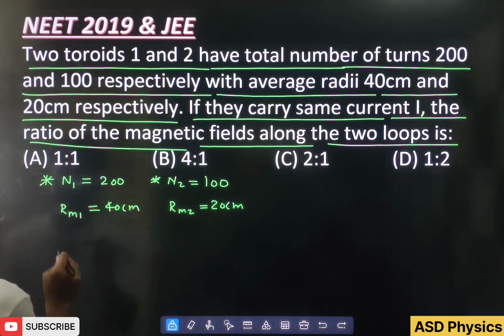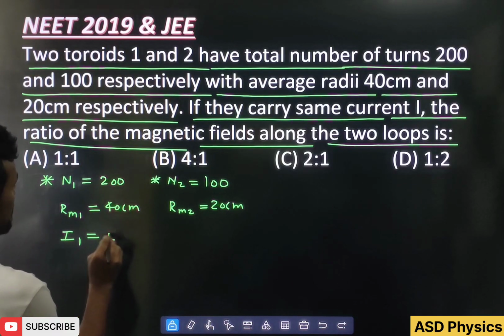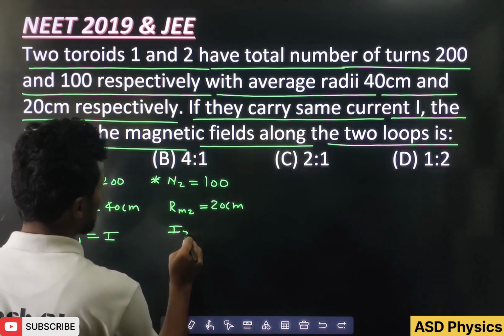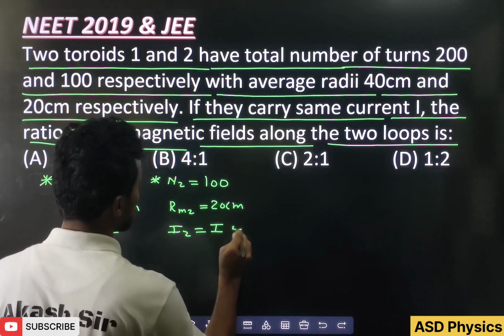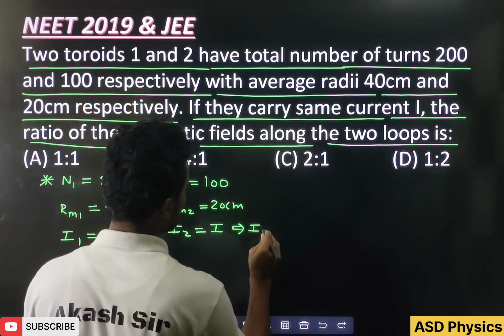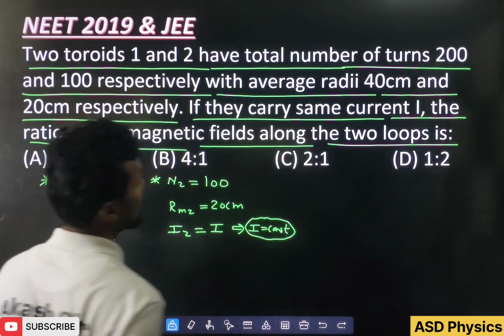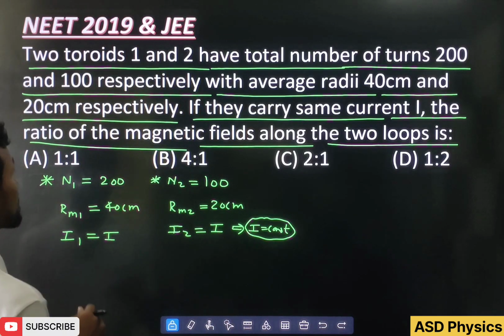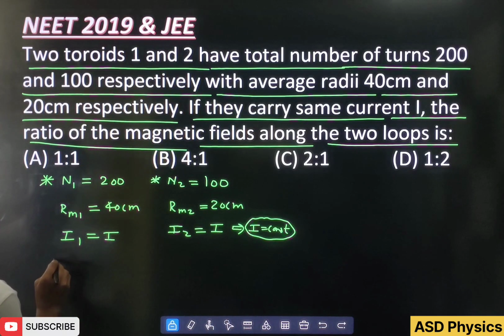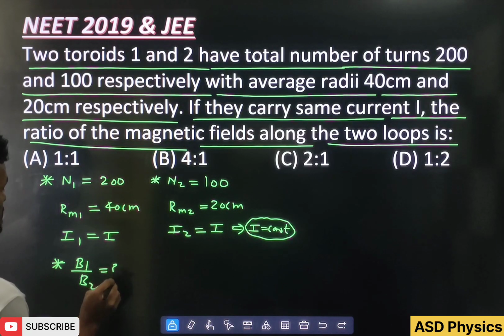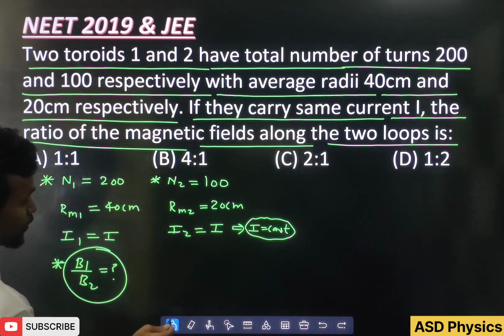After that, they carry the same current, which means I1 is I and I2 is I, so I is constant. They are asking for the ratio of the magnetic fields. So anyhow, they want to know B1 by B2. This is the scenario, this is what they want to know.